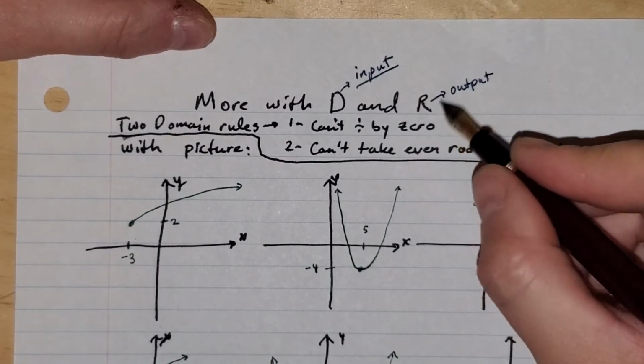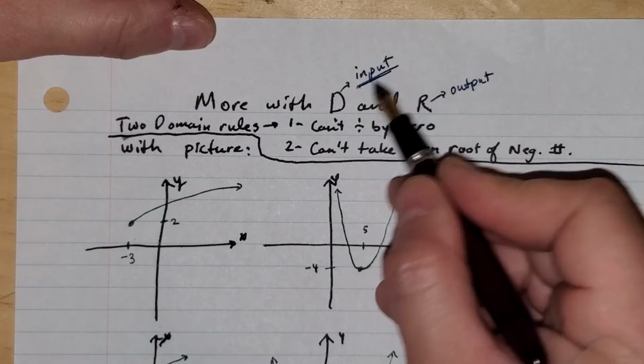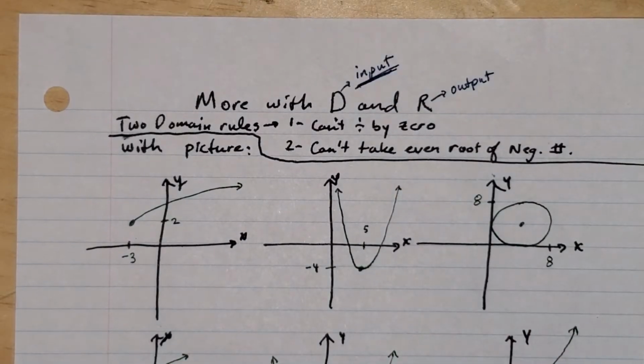And that's specifically, both of these are applying to your input. In math, that's going to be X. In a science class or an engineering class, that's going to be your horizontal axis. Whatever variable goes on your horizontal axis, whatever you input in to get your output. You can't divide by zero.